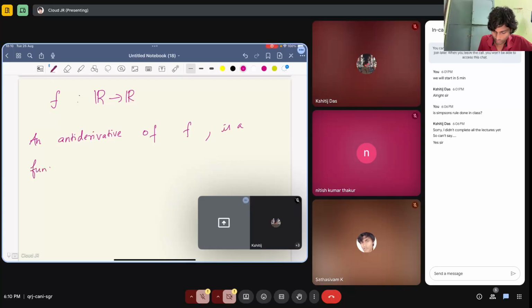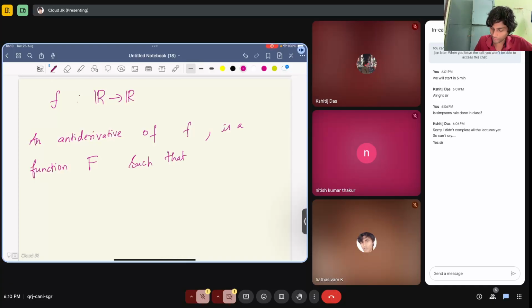Let me call that capital F, such that the derivative of the capital F is nothing but the small f. Okay. So this is the antiderivative, and if such a function exists, then it is called the antiderivative of the small f. And sometimes people use the word integral, and this F is also written as integral of f dx.